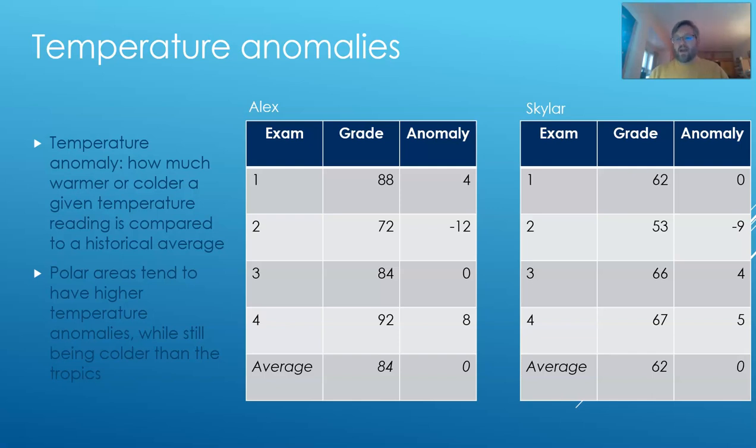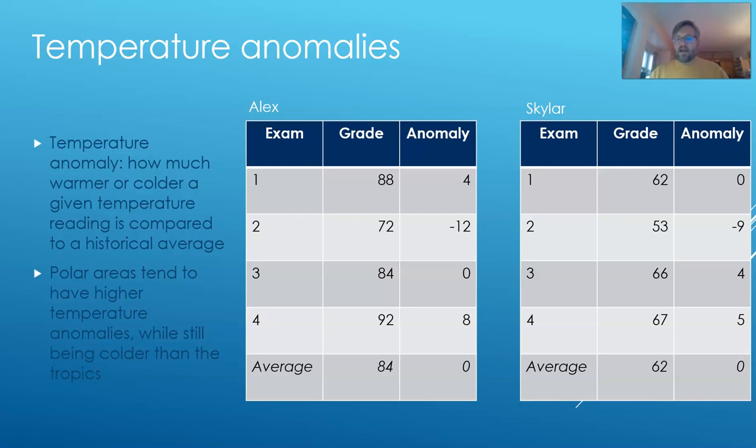So then we can calculate the anomaly for each of those exams by just looking at the difference between the student's score on that exam and their average. So Alex on exam 1 got an 88 as compared to an average of 84. So Alex's grade anomaly for the first exam was a 4. Then getting a 72 on exam 2 was a grade anomaly of minus 12, 12 points below their long-term average, etc. for all of the other scores that we see here.